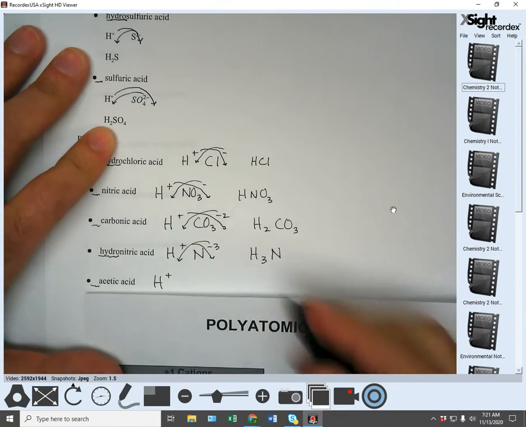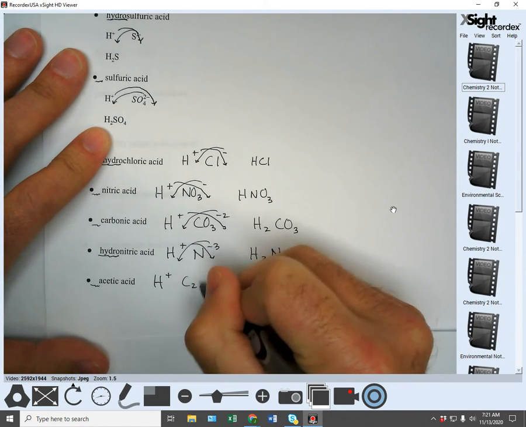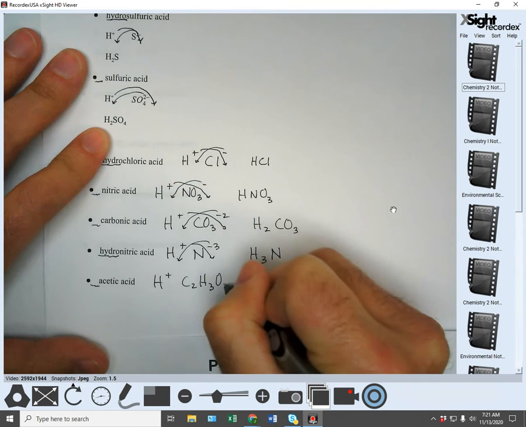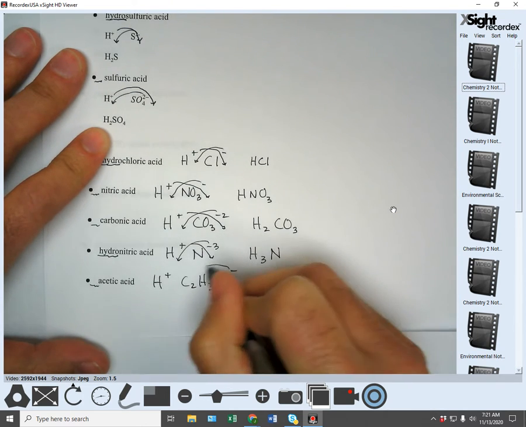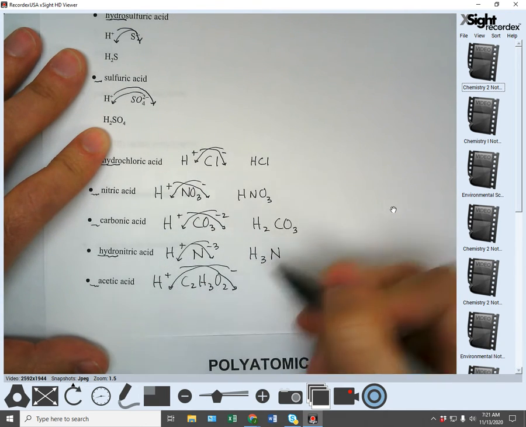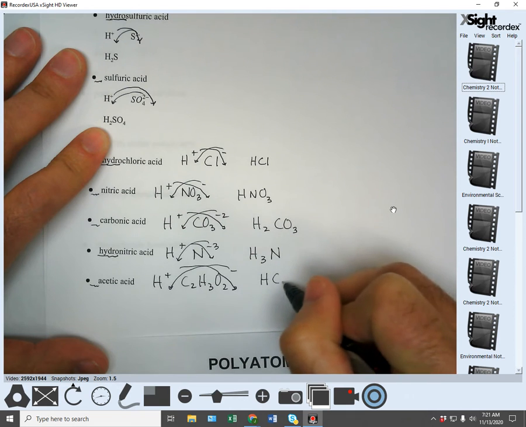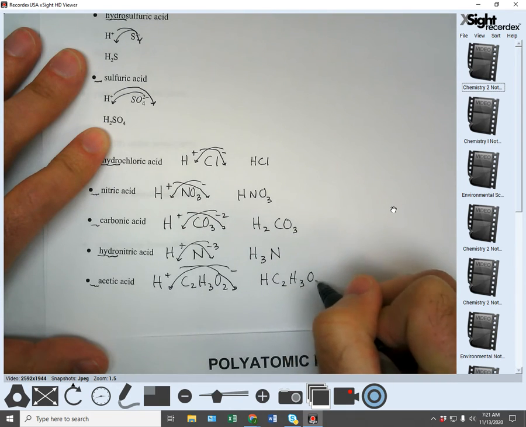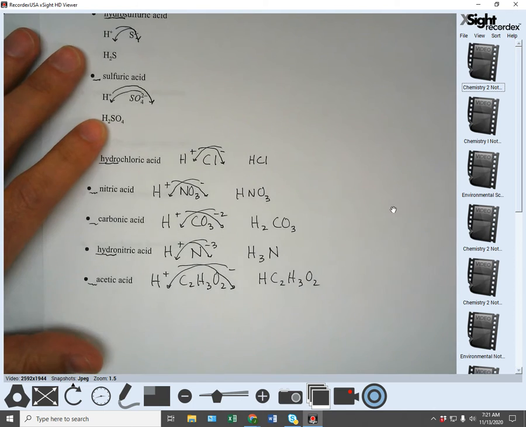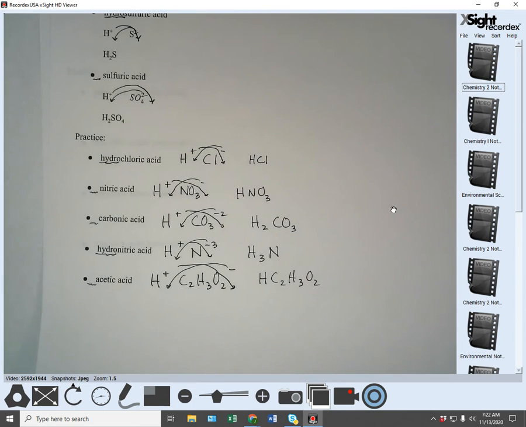So it's C2, H3, O2, -1, cross down, and we end up with H, C2, H3, O2, acetic acid. All right. So that's it for the acids. Okay.